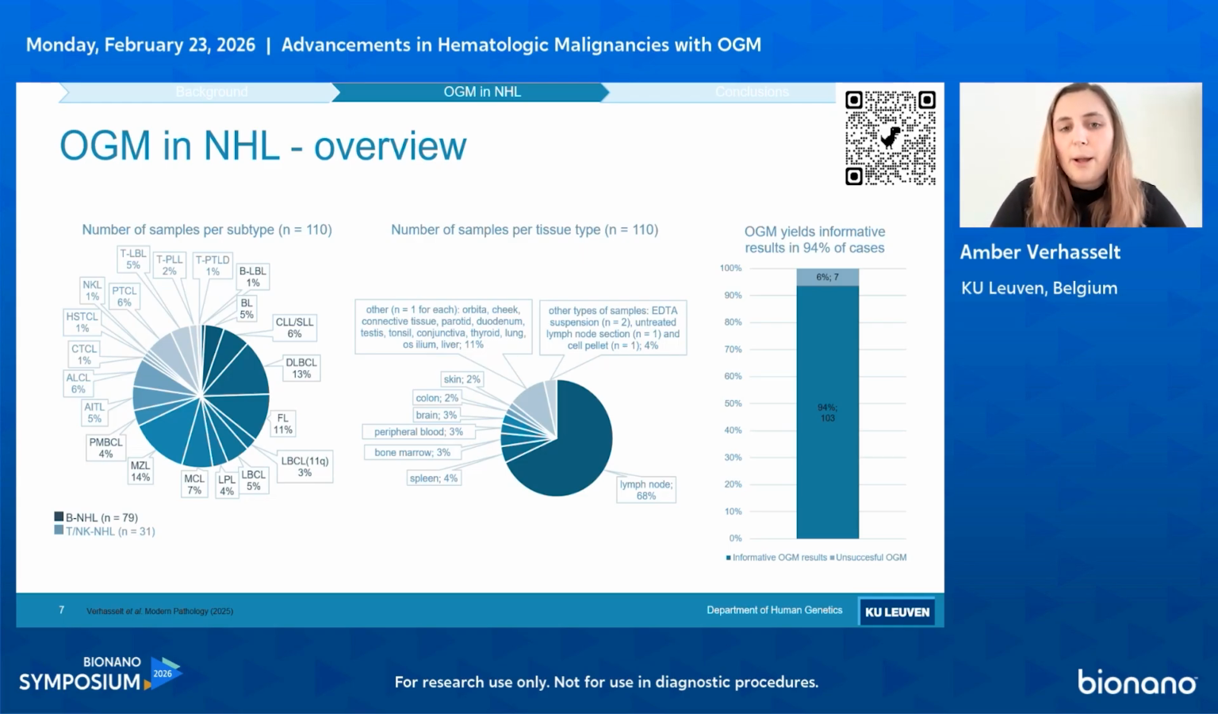In total, we got informative OGM results in 94% of our cases, but we did see that 7 cases failed OGM. In 4 of these, that was due to too little starting material, and the remaining 3 just had bad DNA quality. And we don't really know why this was the case.